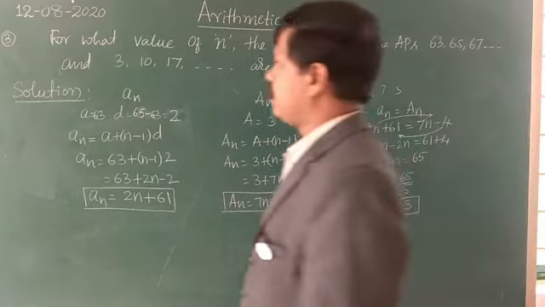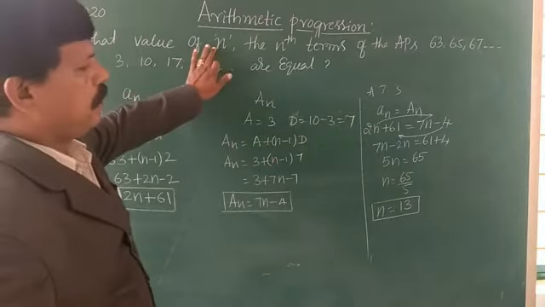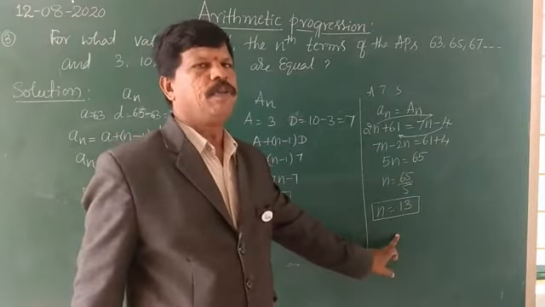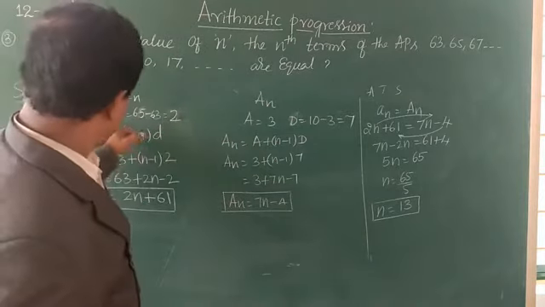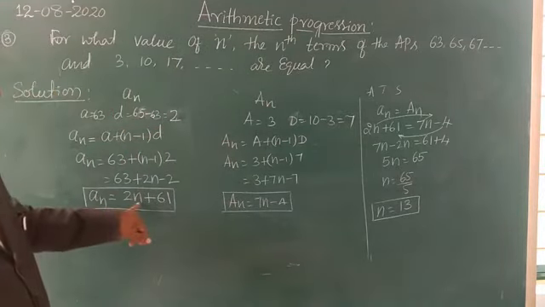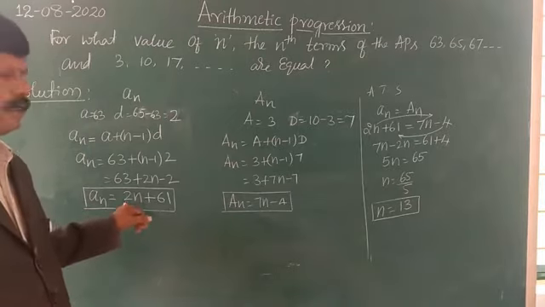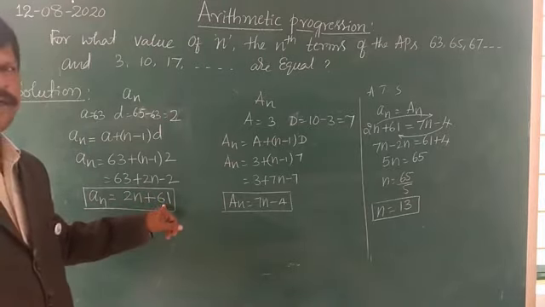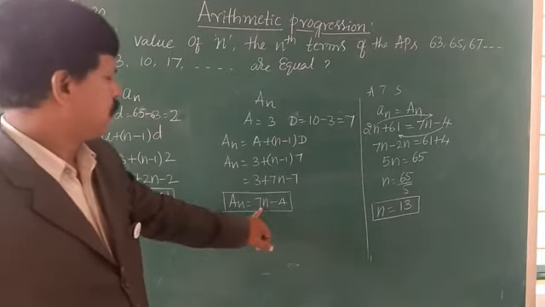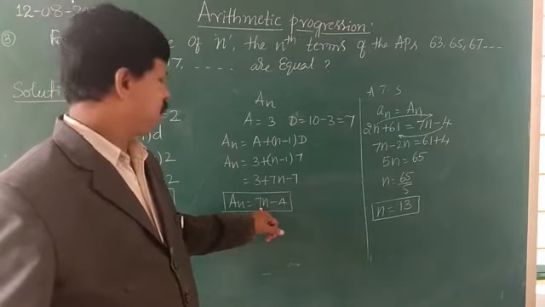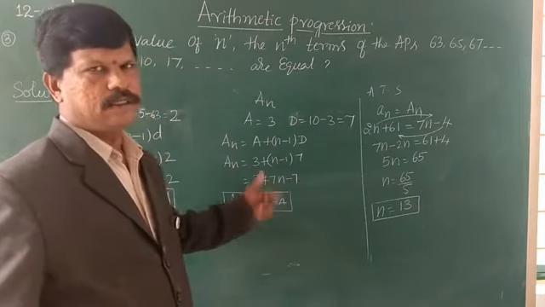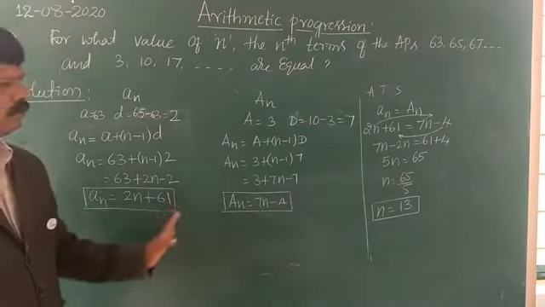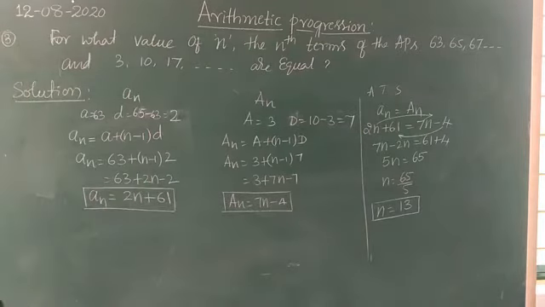This is the solution. So for what value of n? n is equal to 13. If you put n is equal to 13 in these, you will get the same. 13 2s are 26, 26 plus 61 is 87. Here 13 7s are 91, minus 4, that is 87. So both the terms are equal. So this is another question of the same kind, just to help you understand, right?